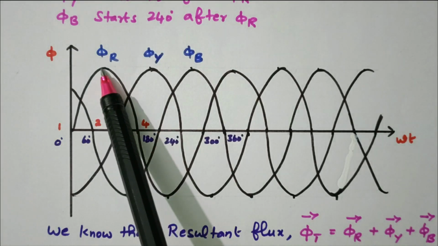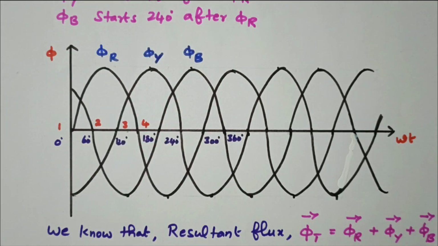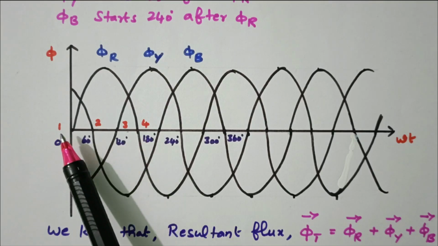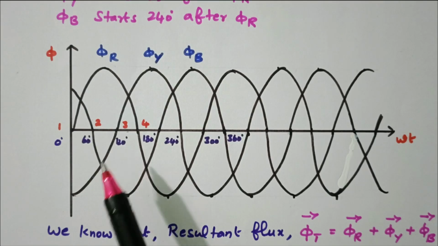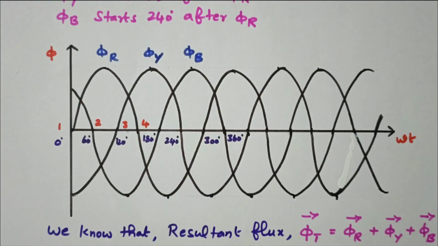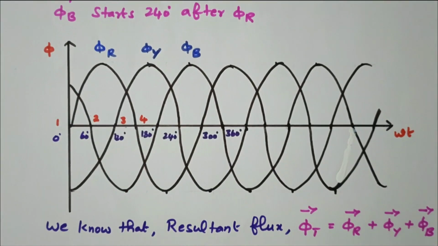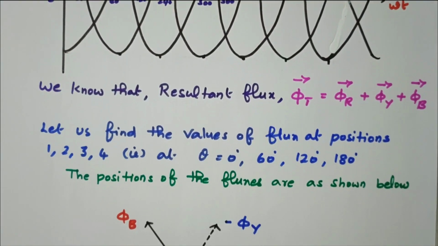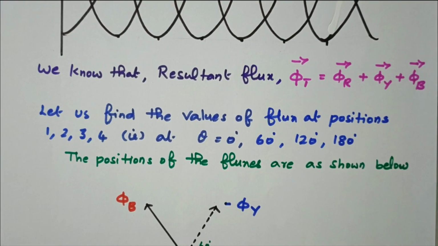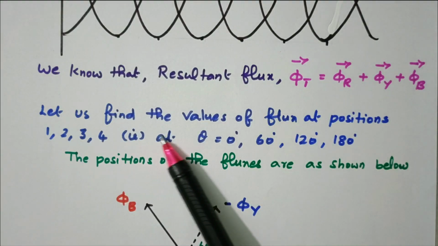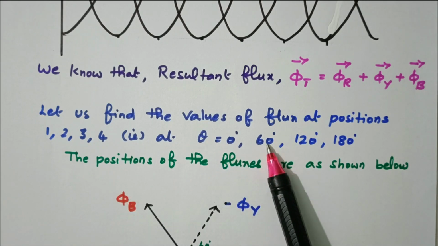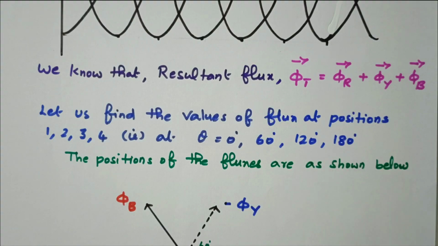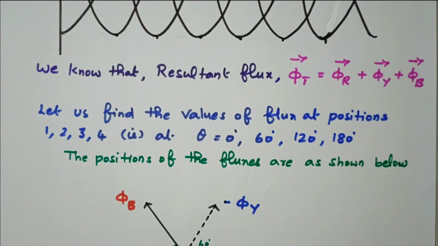So the total flux is the sum of these three. Now we'll see the vector diagram. We are going to see the flux value for these 4 positions. Position 1, 0 degrees. Position 2, 60 degrees. Position 3, 120 degrees. Position 4, 180 degrees. For these 4 positions, we are going to see the phasor diagram, and thereby analyze the total flux. So let us find the value of flux at positions 1, 2, 3, 4, that is 0, 60, 120 and 180 degrees.